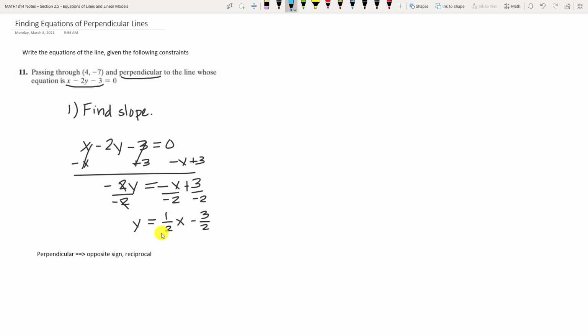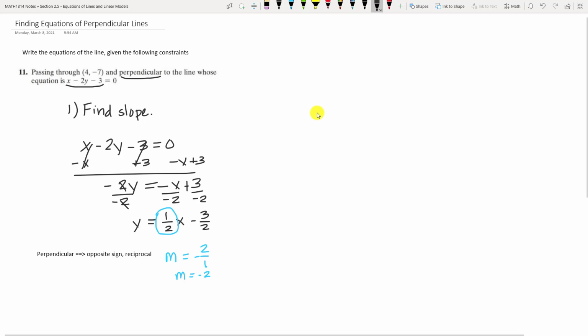So if I continue with my original problem, the slope of this original line was 1/2. I need to flip the sign and flip the fraction. So my slope will be m, and instead of 1/2, I'm going to write 2/1, and I need to make that negative. So we have -2/1, or my slope will be -2. And that will be the slope of the line that we desire.